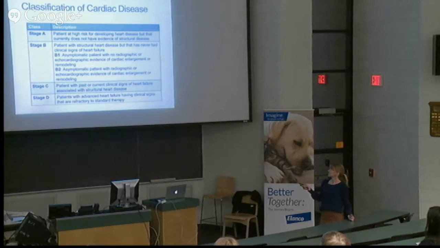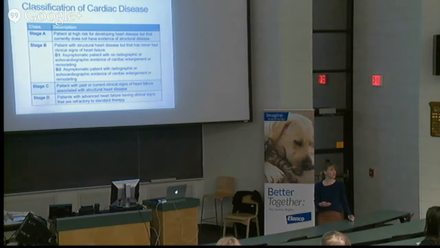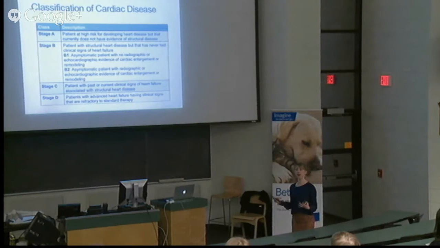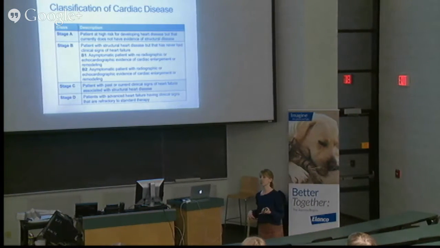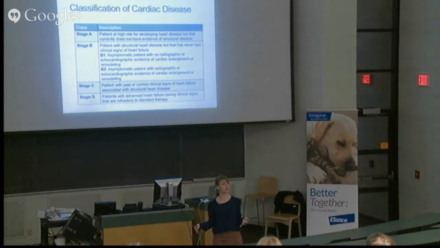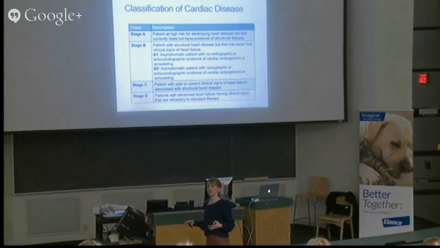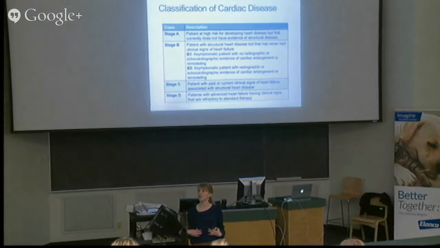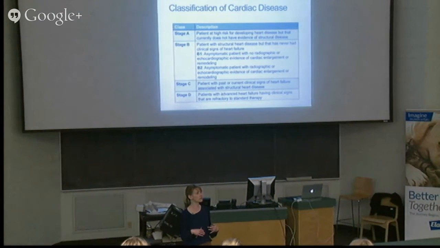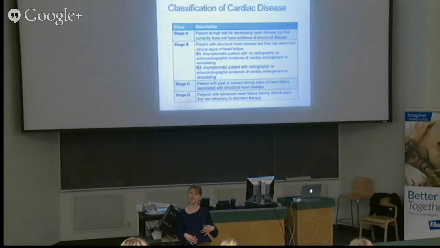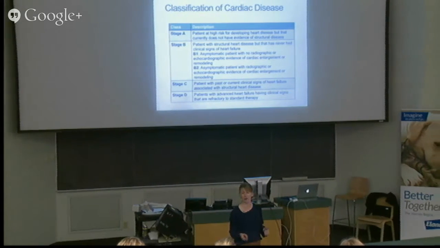So stage A is basically the patient at risk for developing heart disease, but that does not yet have heart disease. So our example of that would be the Cavalier King Charles Spaniel, who's at risk of mitral valve disease just by virtue of being a Cavy. The Doberman, who may be the carrier of the PDK4 mutation that places him or her at risk of dilated cardiomyopathy. So those are the patients we're talking about there.